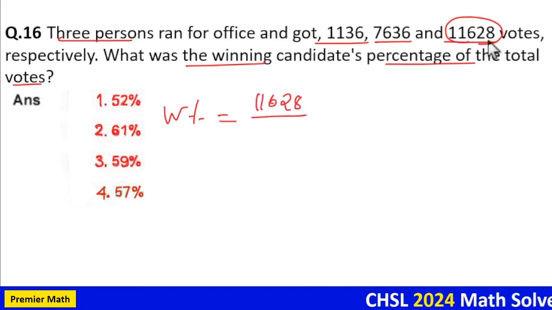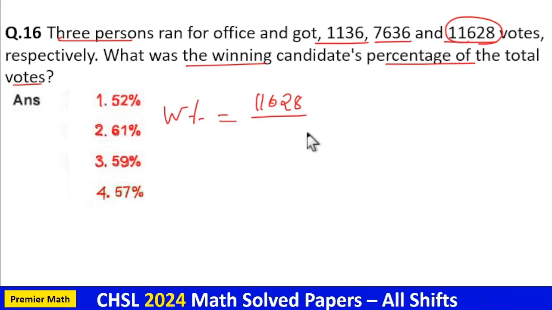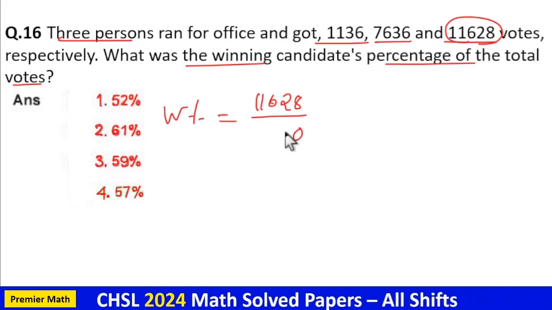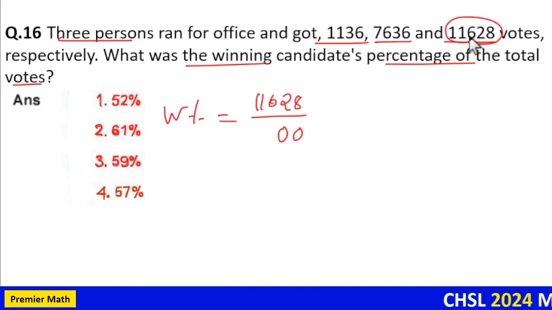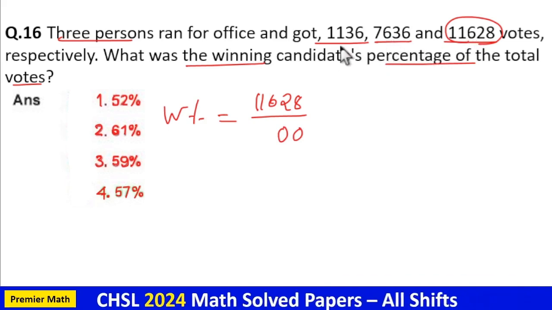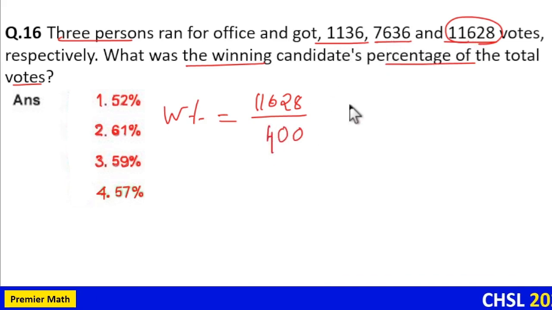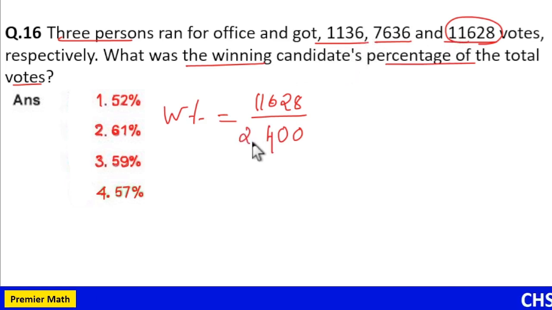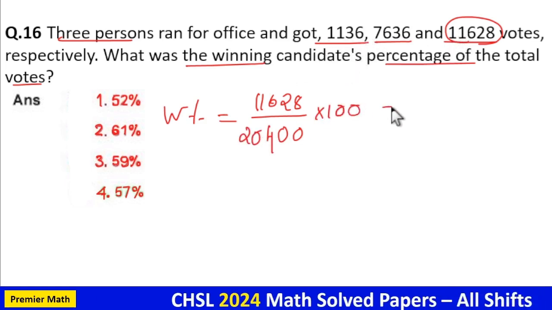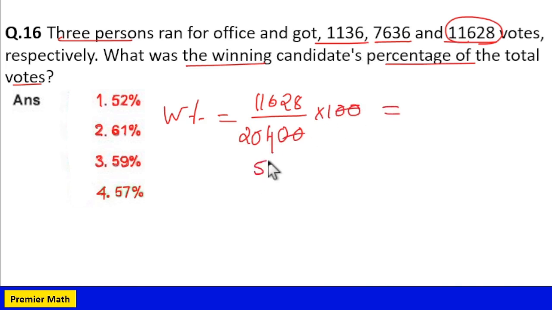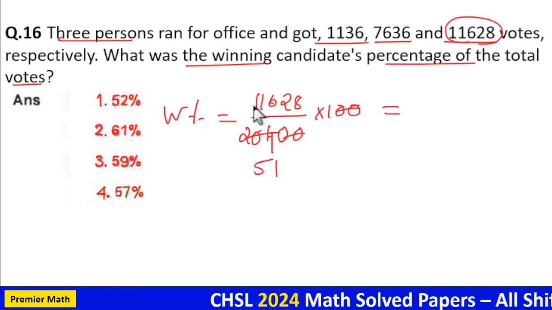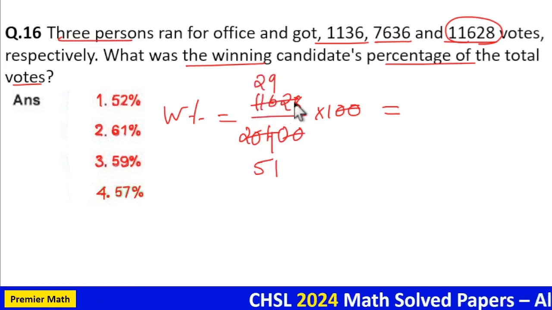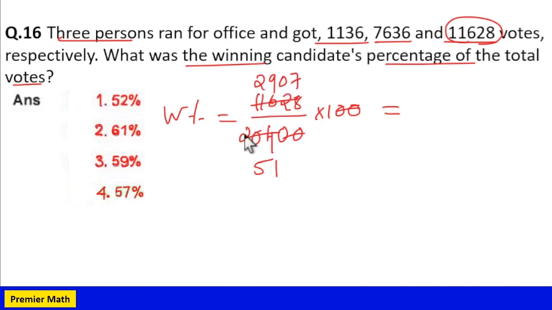Out of total votes is 8 plus 6 is 14, 14 plus 6 is 20, 4 plus 3 is 7, 7 plus 3 is 10, 7 plus 6 is 13, 13 plus 1 is 14, 12 plus 7 is 19, 19 plus 1 is 20, into 100. Now 4 goes 5 times in 20, 4 goes 1 time in 4, 4 goes 2 times in 11, 4 goes 9 times in 36, 4 goes 7 times in 28.